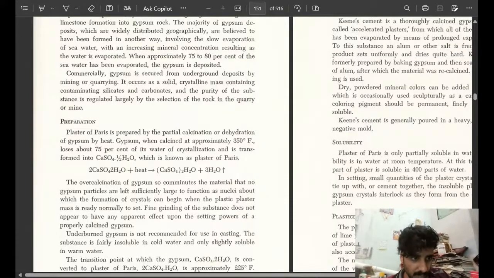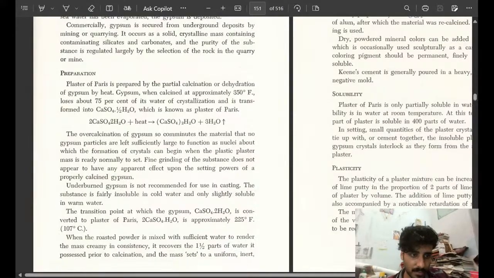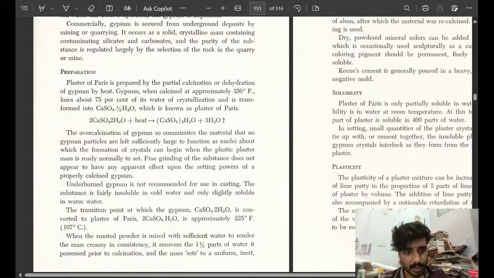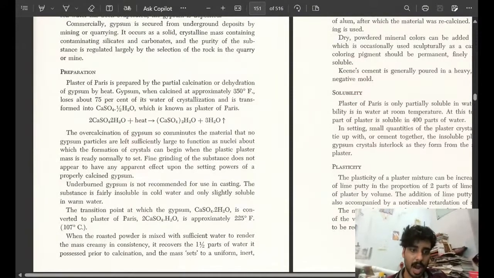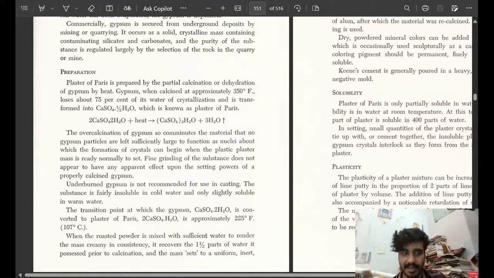The overcalcination of gypsum comminutes the material so that no gypsum particles are left sufficiently large to function as nuclei about which the formation of crystals can begin when the plastic plaster mass is ready normally to set.